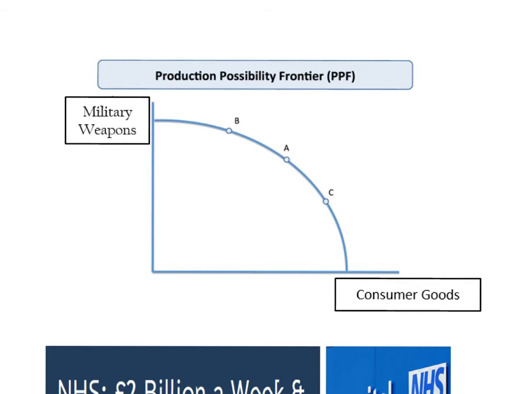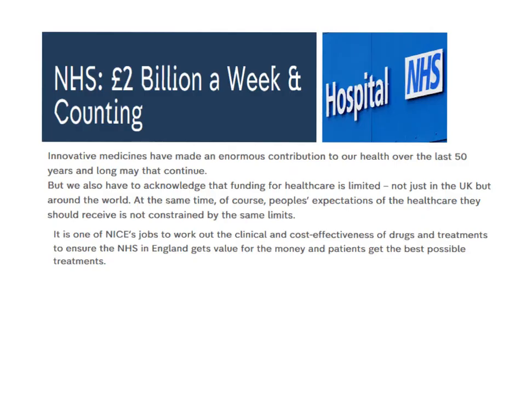Now, in today's terms, I'm looking at the UK economy, and I'm seeing an opportunity cost with the NHS. A couple of years ago, there was a documentary on television called NHS 2 billion a week and counting, which was a brilliant documentary based on opportunity cost for the NHS. The Conservative government have been accused of underfunding the NHS, especially with the increase in population. They believe that the funding they're provided isn't adequate for the population, and therefore they haven't got enough resources for the needs of the patients or the population of the UK.